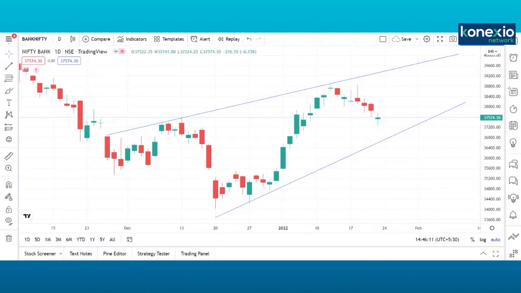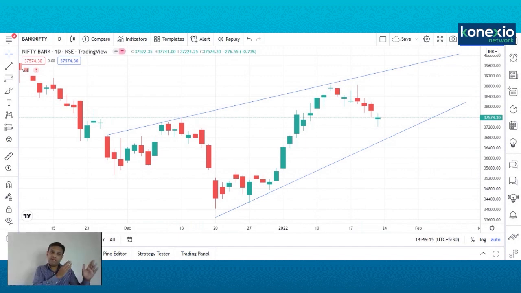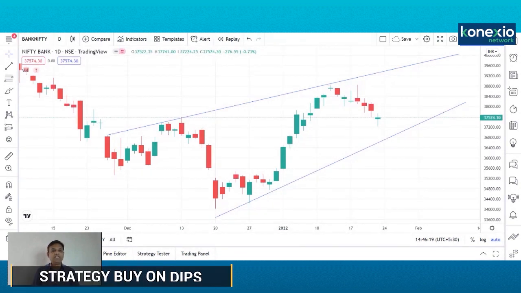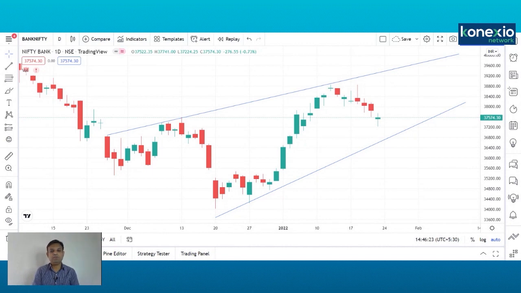So here again we are expecting that Bank Nifty might consolidate from these levels, and then we might see a rally from the lower levels. So again the strategy should be buy on dips. Now let us discuss the important supports and resistance in the Bank Nifty.